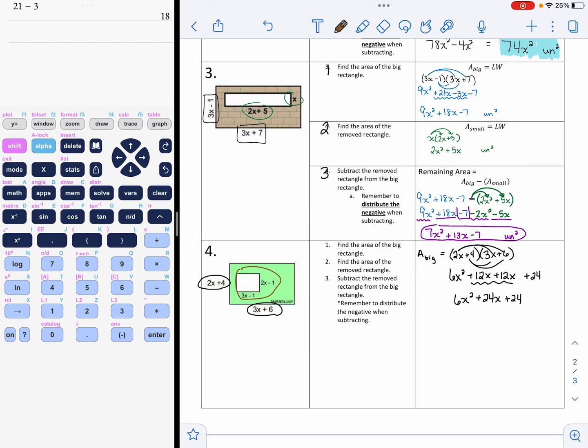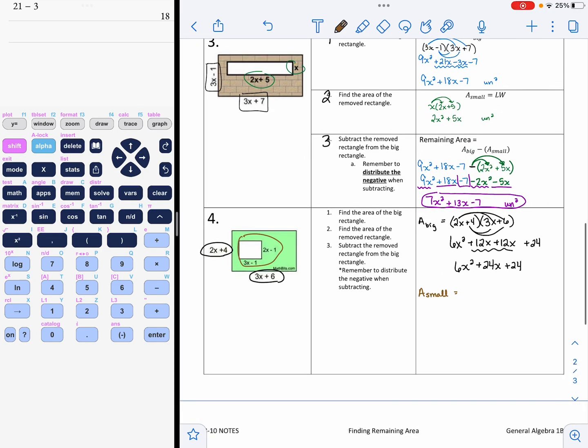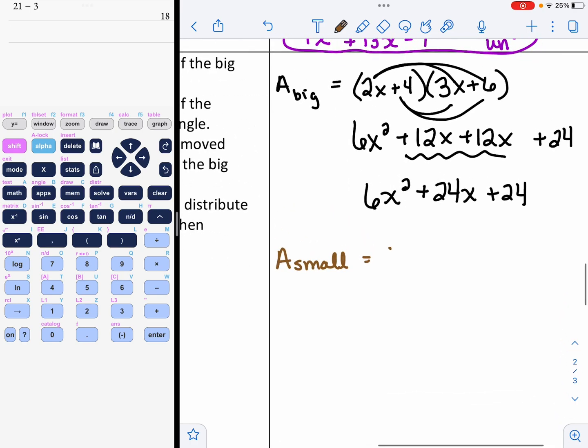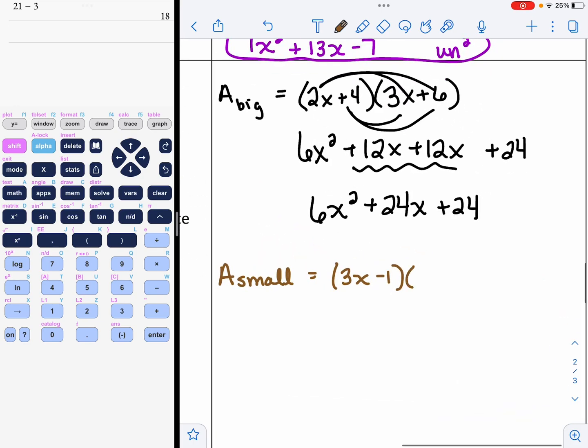The area is the length times the width, and we've done that in a previous lesson. So I'm going to write area of small. Now remember, it's length times width, right? So in this case, my length and my width are 3x minus 1 and 2x minus 1. Does not matter which one you write first, as long as you're careful with your distributing, because multiplication is commutative. You can switch your multiplication.